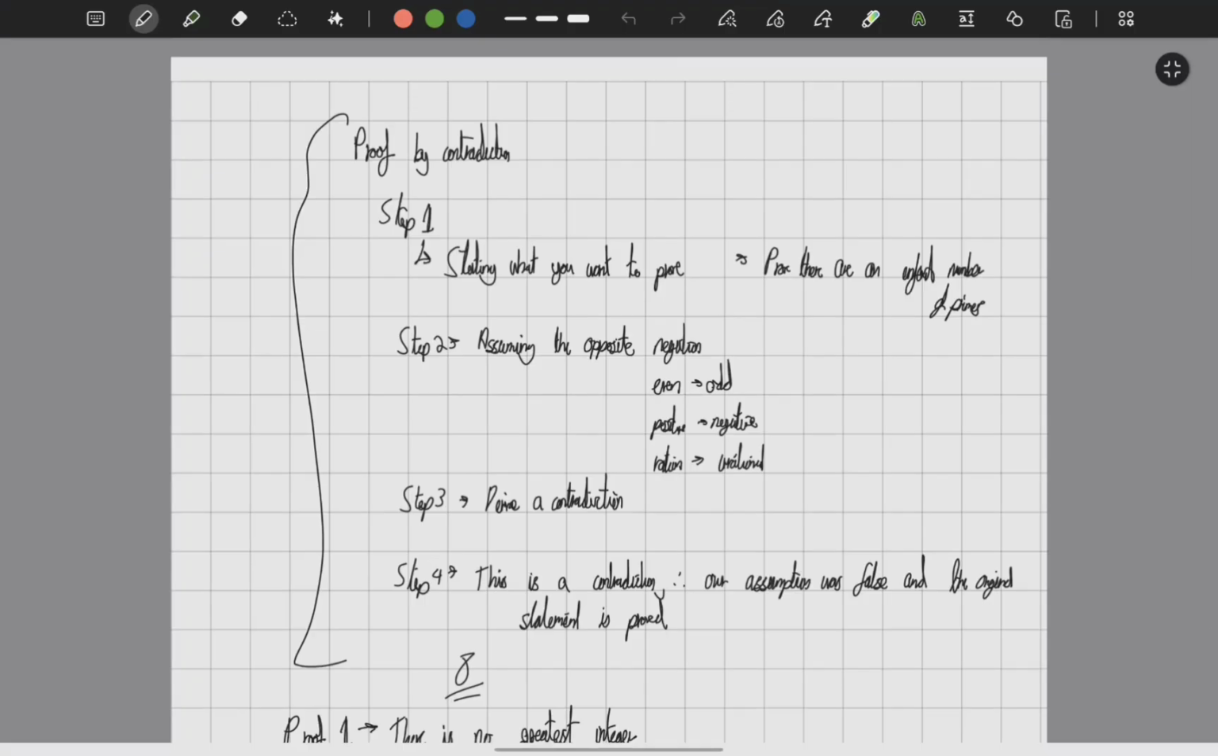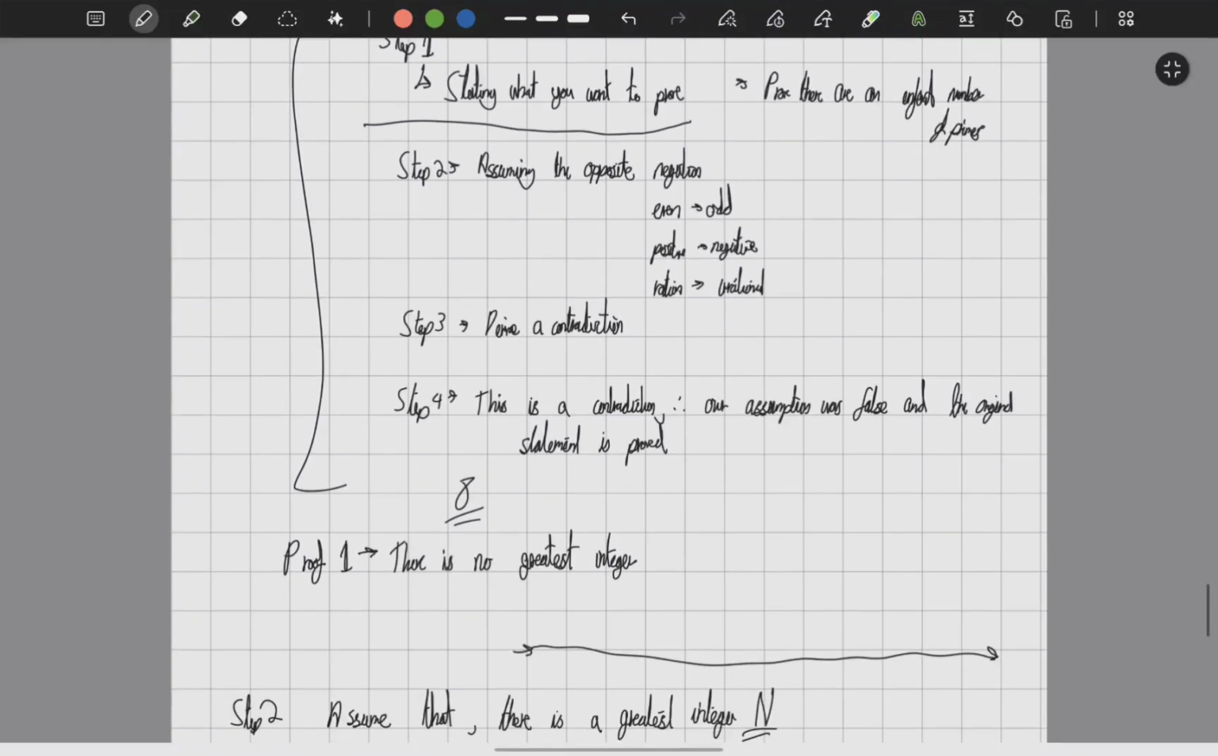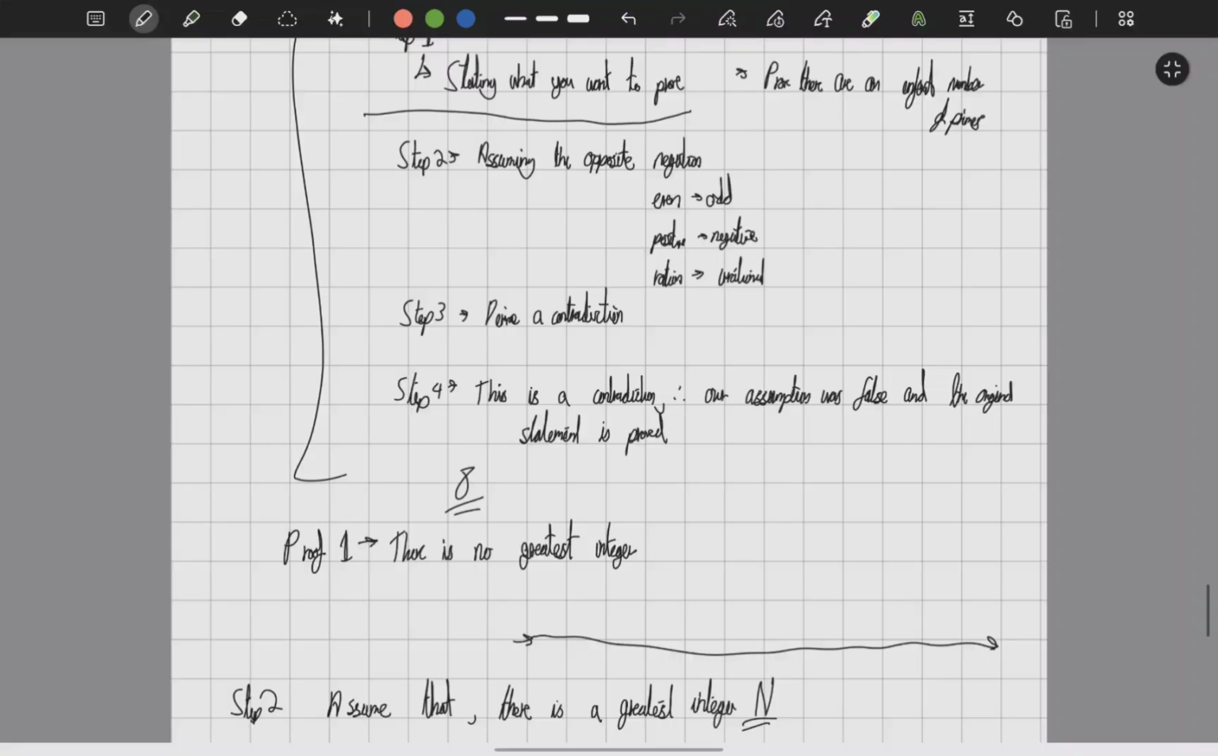Step 1, stating what you want to prove. This is just what's given in the question. Step 2, assuming the opposite. That's called the negation: even is odd, positive, negative, rational, irrational. Step 3, you derive a contradiction. You do this algebraically or however you see fit.